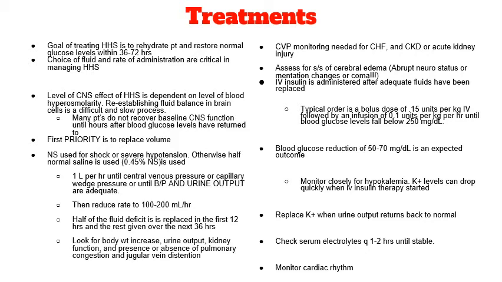Glucose reduction of 50 to 70 is an expected outcome. Replace potassium when urine output returns back to normal or is greater than 30. Check serum electrolytes every 1 to 2 hours until stable, and always monitor cardiac rhythm.